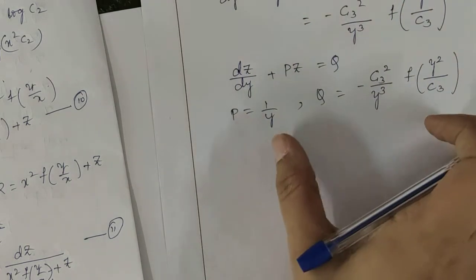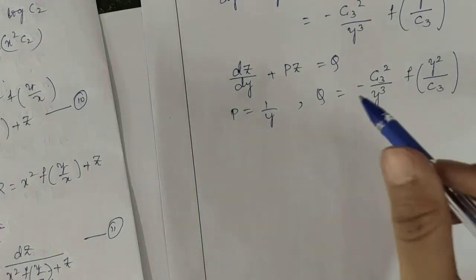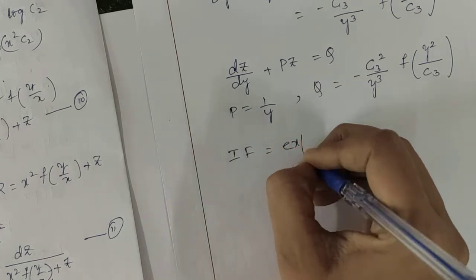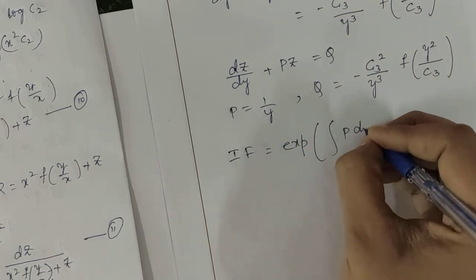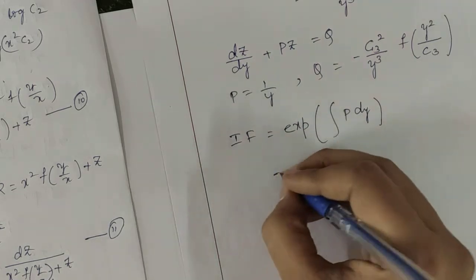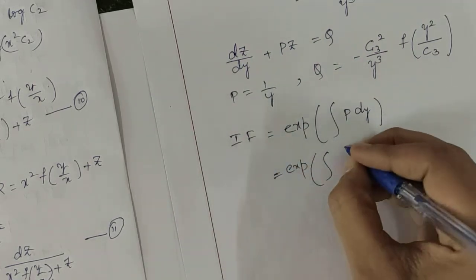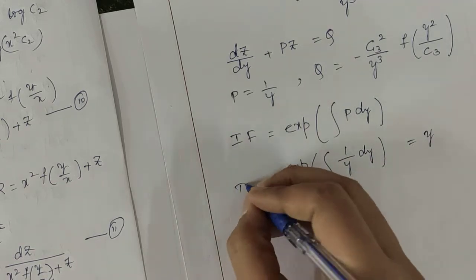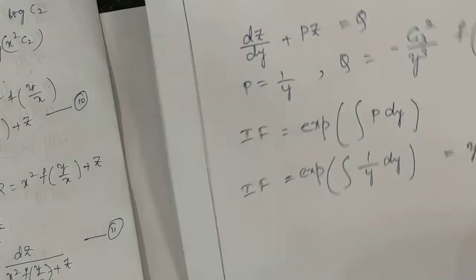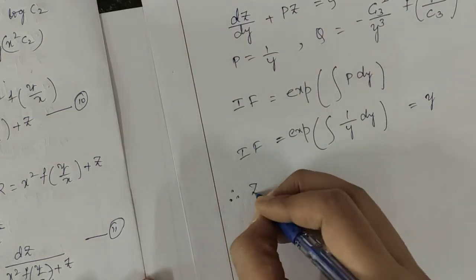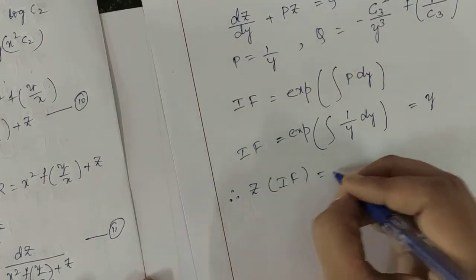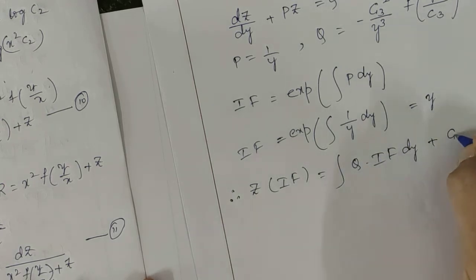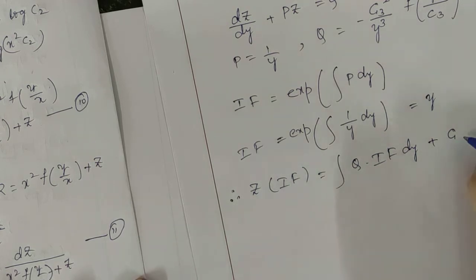Now I have to find the solution. So now using integrating factor is equal to exponential of integration P dy, substitute the value here, you will get exponential of integral 1 over y dy. This is nothing but y. This is my integrating factor. In order to find the solution of z, z into integrating factor is equal to integration of Q into integrating factor into dy plus c. This is the formula.